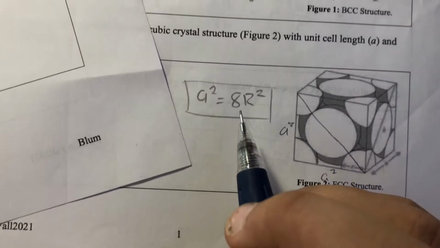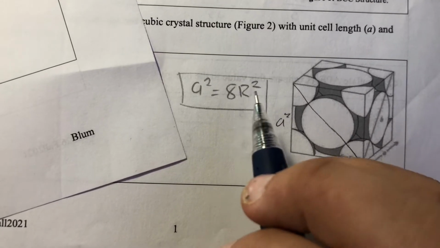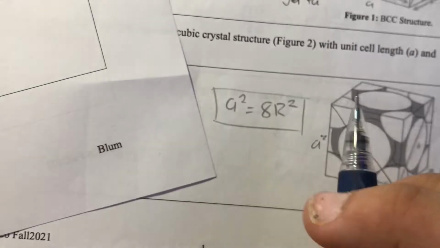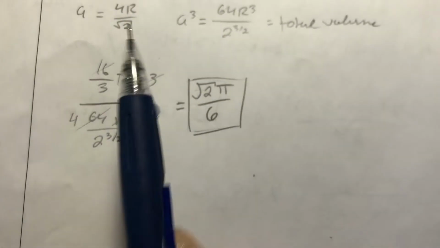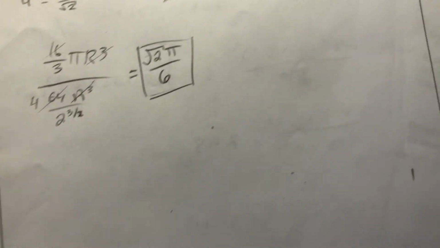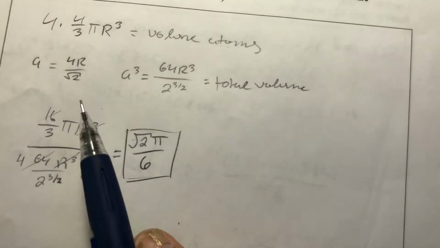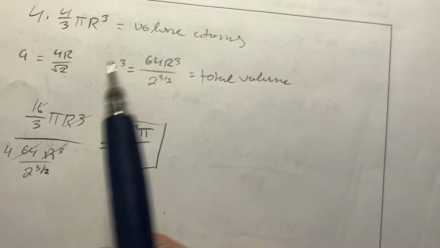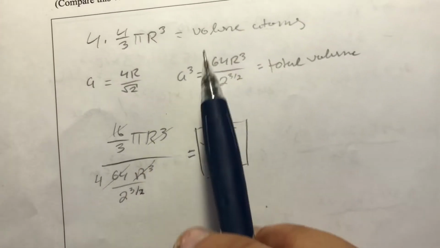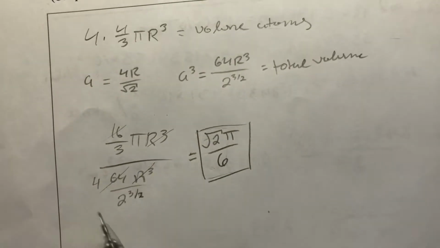Then from before, we calculated that A here is going to be square root of 8 r squared, or just root 8 r, or 2 root 2 r, whole deal. And that's going to be our edge length up here. Then we cube it, again the same thing, and that gives us our total volume. Then we do volume of the atoms divided by the total volume.